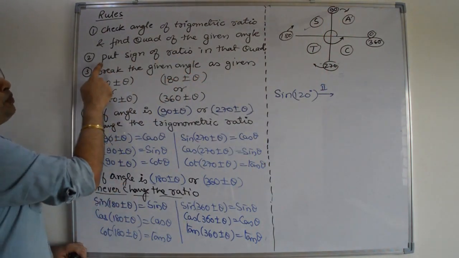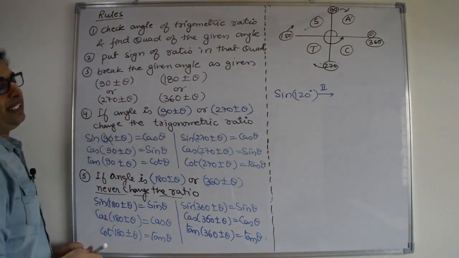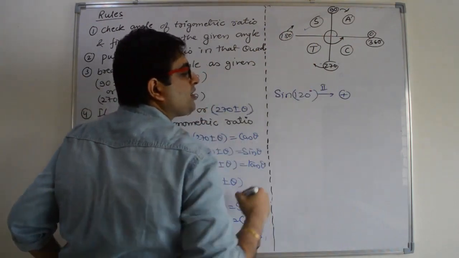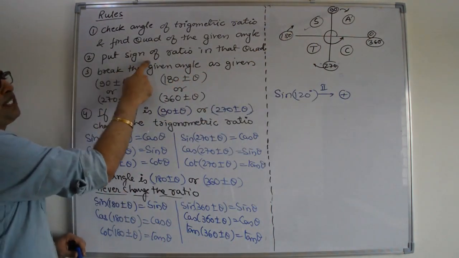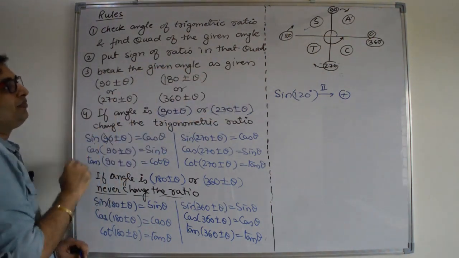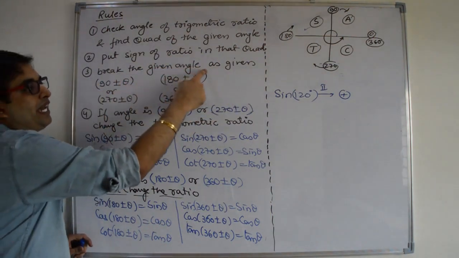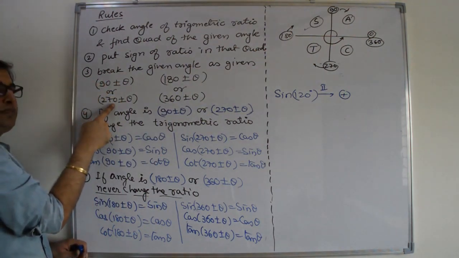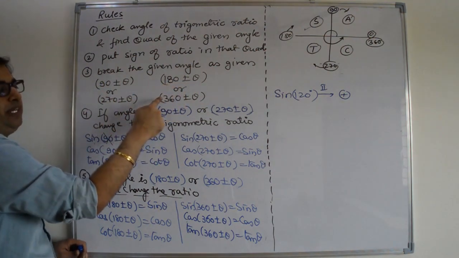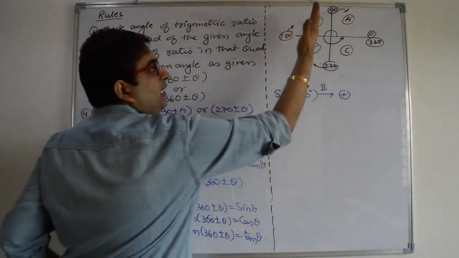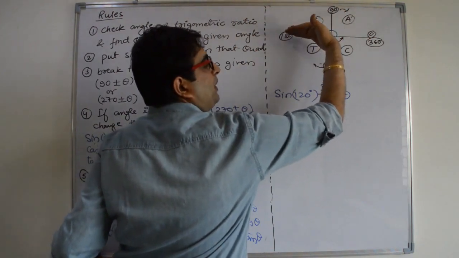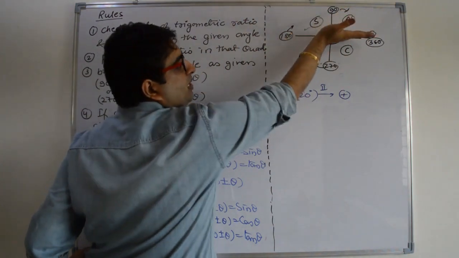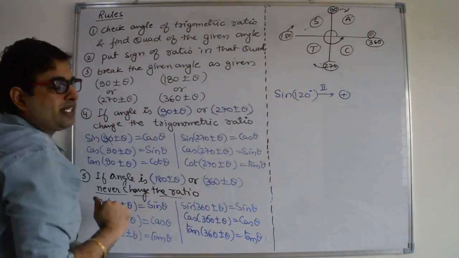Right? Put the sign of the ratio in that quadrant. In the second quadrant, the sign is positive, so I will put positive here. Next, break the given angle as given. It can be 90 plus or minus, it can be 270 plus or minus, it can be 180 plus or minus, it can be 360 plus or minus. Means 90 plus or minus, 180 plus or minus, 270 plus or minus. Similarly 360 plus or minus.